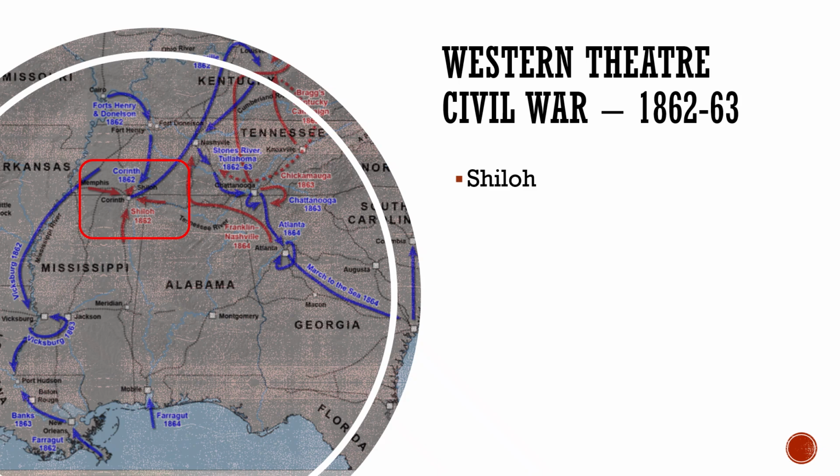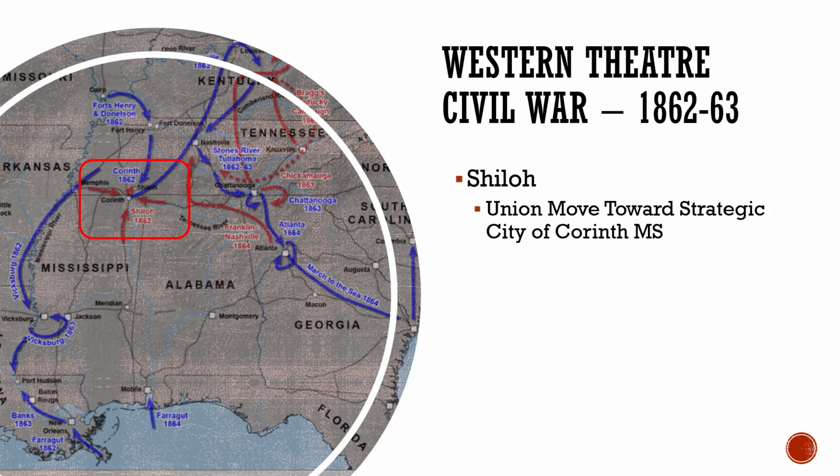At Shiloh, there was not supposed to be a battle. They were on their way to Corinth to attack that city and try to gain control of the railroad crossroads there.